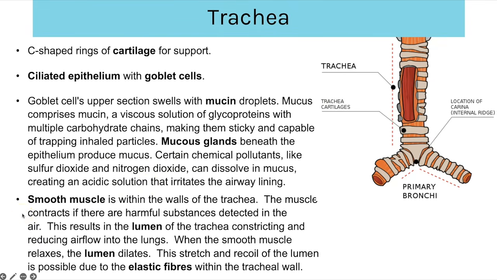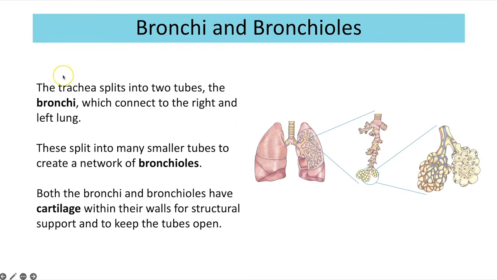Smooth muscles are within the walls of the trachea. The muscle contracts if there are harmful substances detected in the airway. And this results in the lumen of the trachea constricting and reducing airflow to the lungs as a way to try and protect the lungs. When the smooth muscle relaxes, the lumen dilates. This stretch and recoil of the lumen is possible due to the elastic fibres within the tracheal wall.